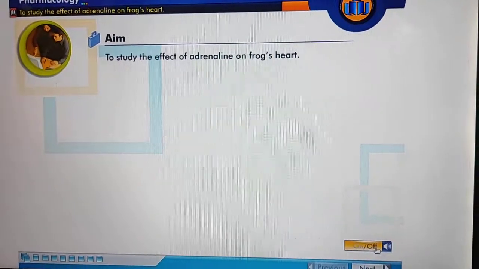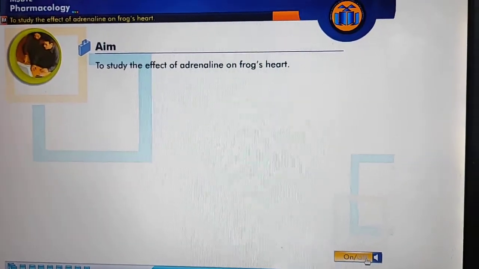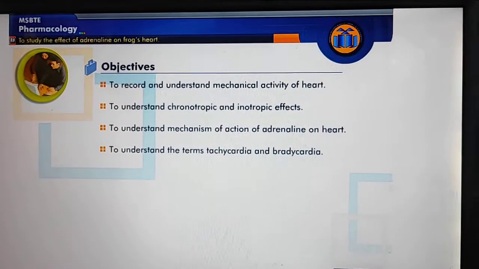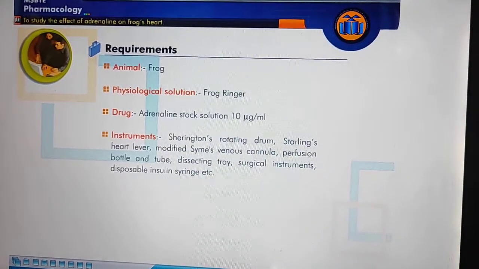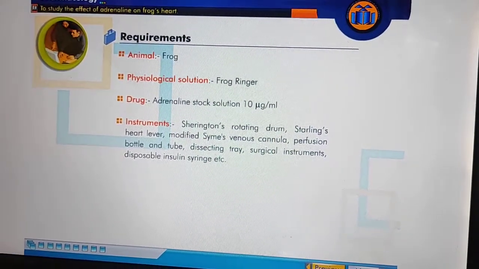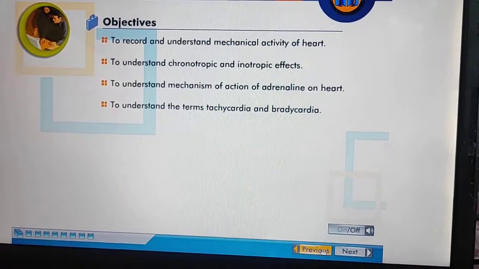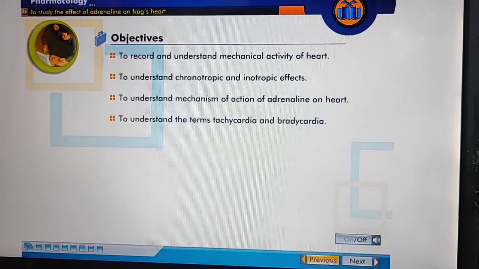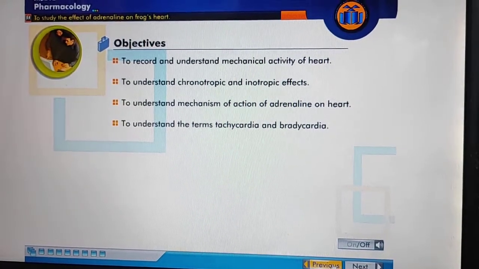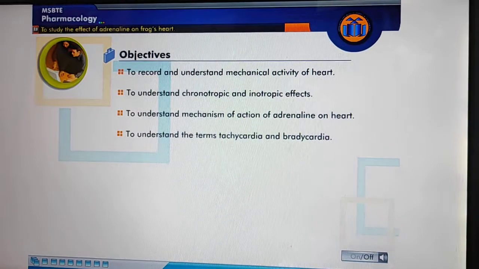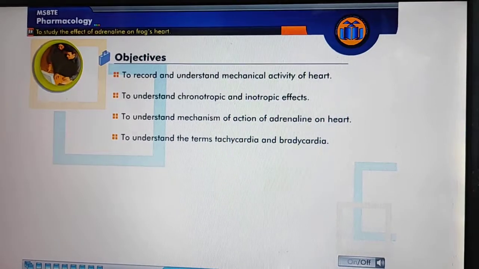This experiment is to study the effect of adrenaline on frog's heart. Objectives of this experiment are to record and understand mechanical activity of heart, to understand chronotropic and inotropic effects, to understand mechanism of action of adrenaline on heart, to understand the terms tachycardia and bradycardia.